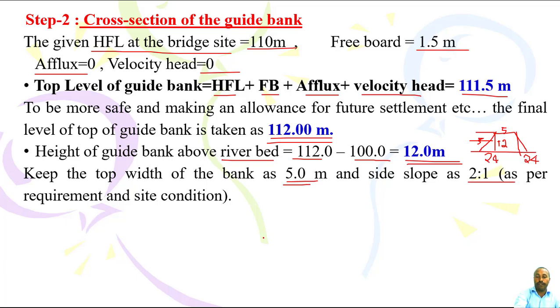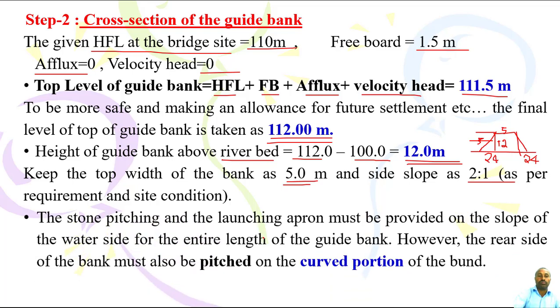So accordingly, the stone pitching and the launching apron must be provided on the slope face of the water side. Clear? Stone pitching for the entire length of the guide bank. For the entire length of the guide bank, you have to make a stone pitching. However, the rear side of the bank must be pitched only on the curved portion. On the curved portion, we will have stone pitching on both sides.